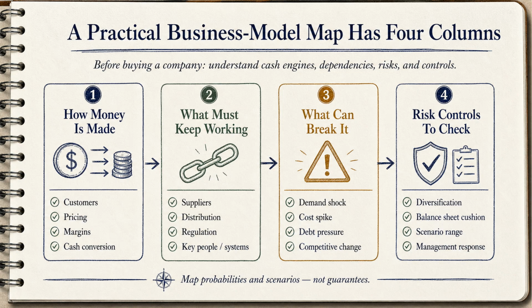A practical business model map has 4 columns. Column 1, how the company collects money. Column 2, the main costs and capital needs. Column 3, evidence of pricing power or competitive protection. Column 4, the conditions that would break the thesis. If those columns cannot be filled, the investor may be buying a story rather than understanding a business.